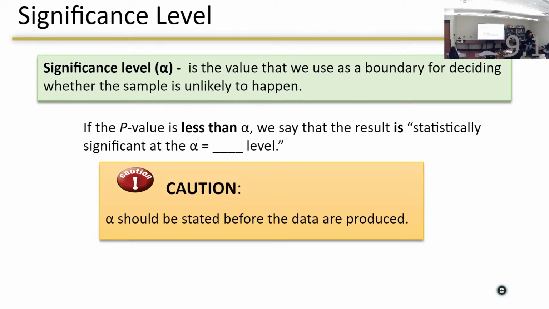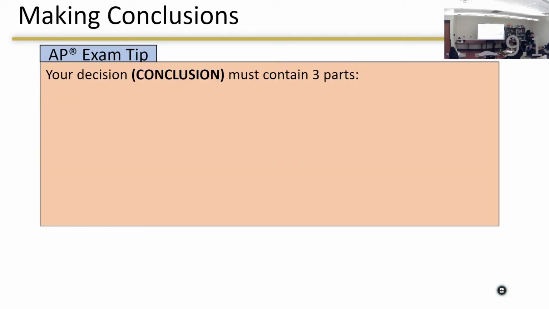In the real world process, this has to do with AP. You should state the alpha value before you do the test. Don't do the test and then state the alpha value, because that's basically deciding what the answer is. Your conclusion has to have 3 parts to it. I say it has 4 parts really, but 3 parts for sure.